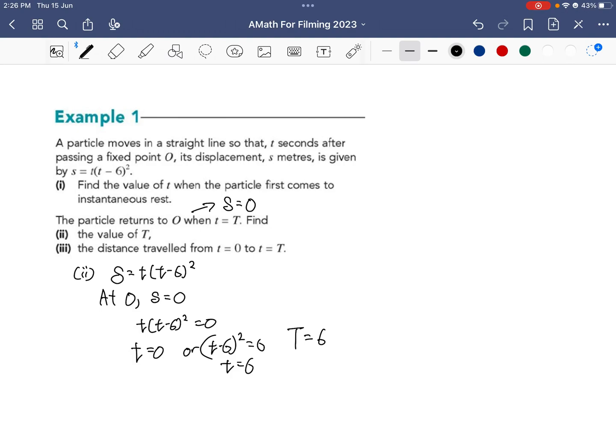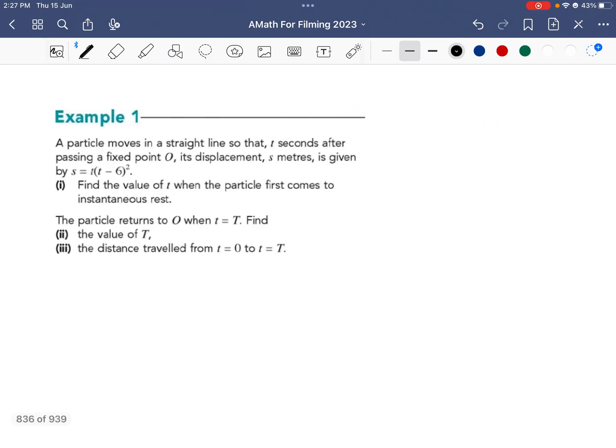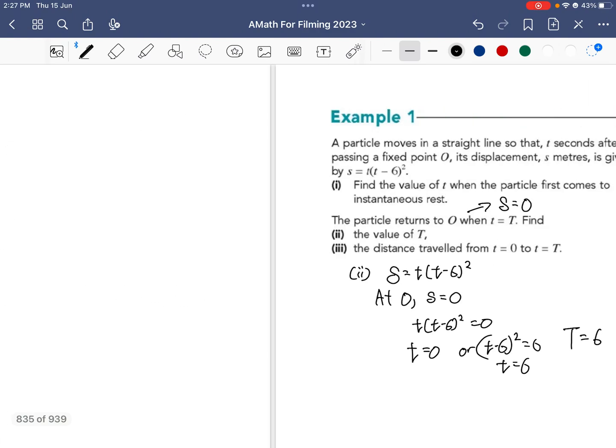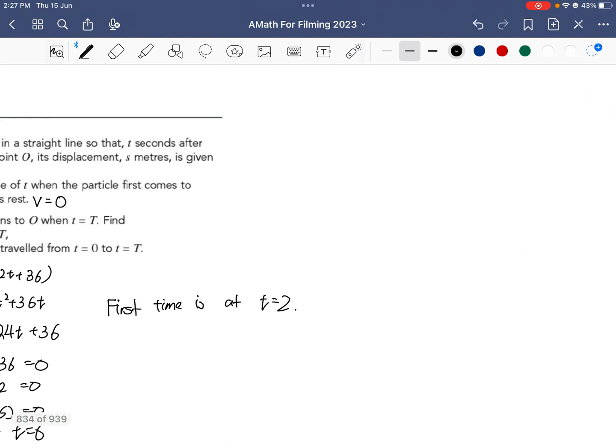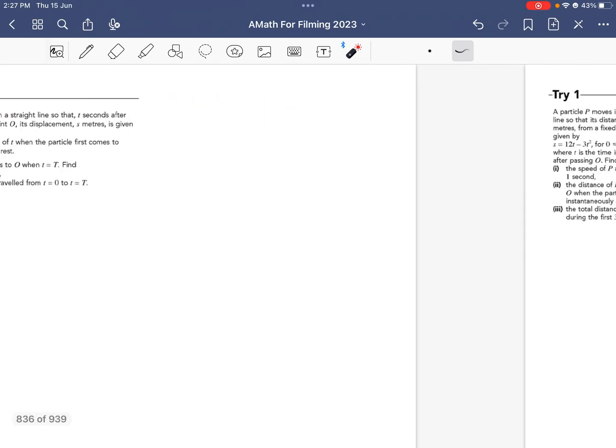Now the distance traveled from t equals 0 until t equals t itself. So be careful here. For the distance traveled from t equals 0 until it returns to the origin again, to solve this question what we will need to do is to draw a diagram. Remember, when did it first turn? In part 1 we learned that it first turns when the velocity is 0, at t equals 2 seconds.